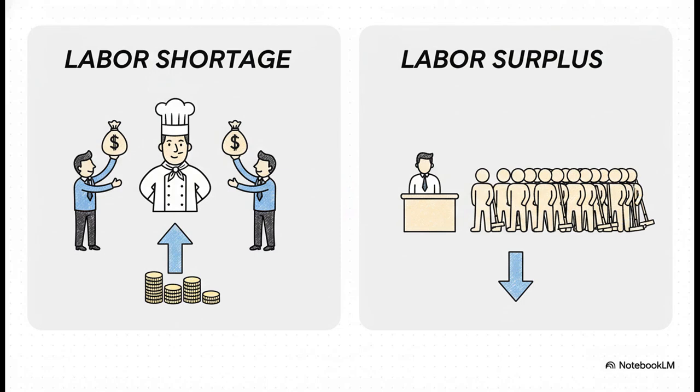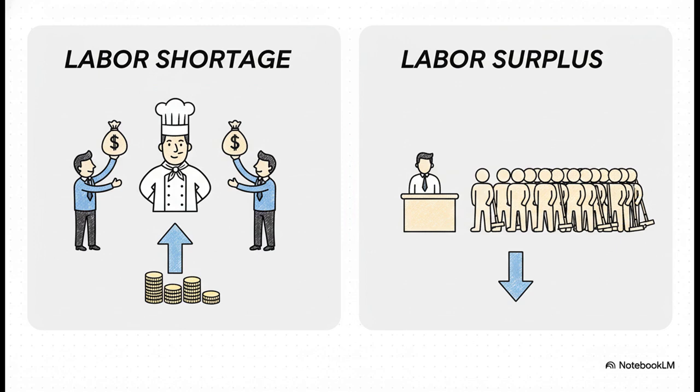And this slide gives us two perfect real-world examples of how the market tries to find that equilibrium. On the left, you've got a labor shortage. There just aren't enough top-tier chefs to go around. So what happens? It turns into a bidding war. Resorts and restaurants have to keep upping their offers to lure talent away from their competitors, and wages just climb and climb.